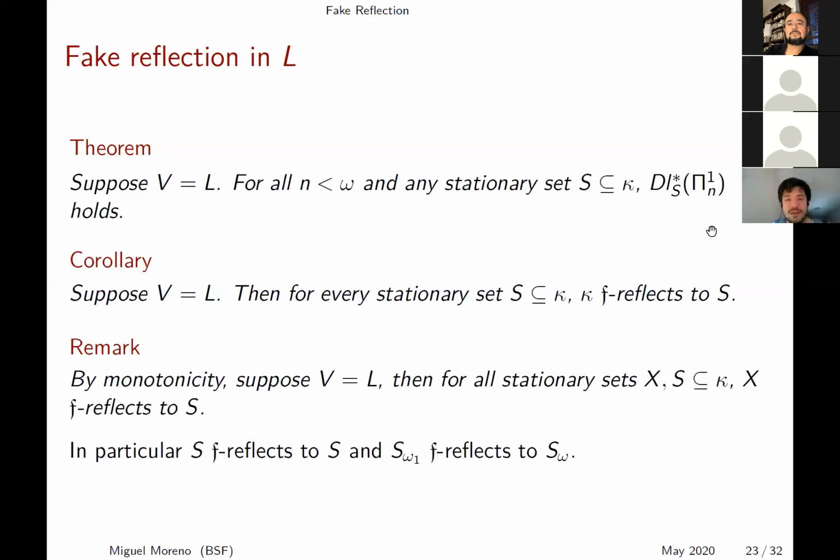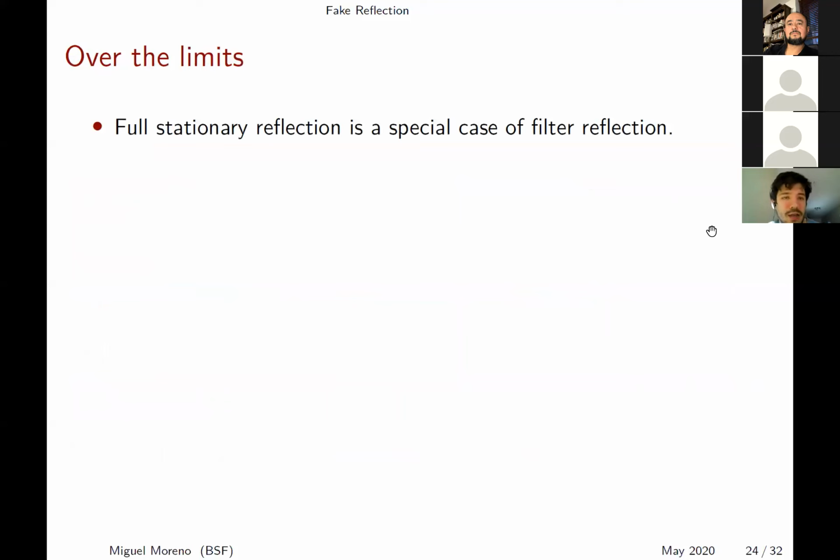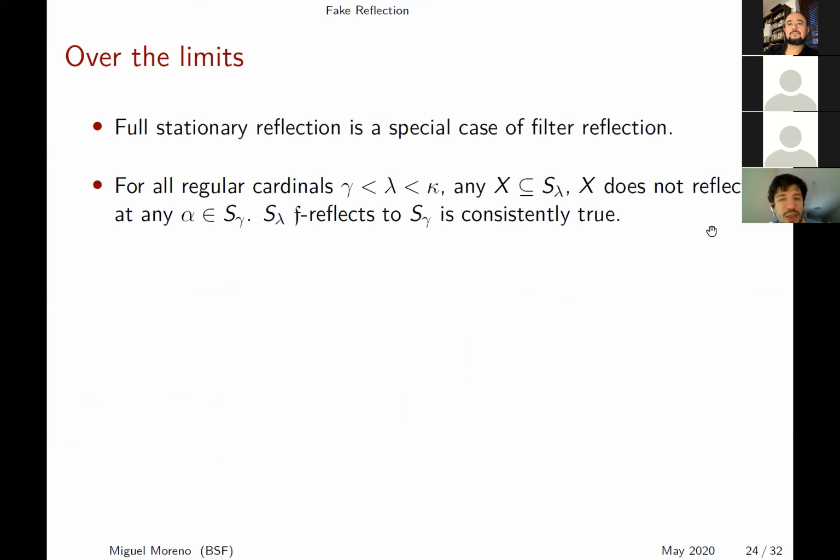Okay, so now let's check the list of limitations we had about stationary reflection. How does it look now for filter reflection? The first one is that full stationary reflection is a special case of filter reflection, as we already saw from the beginning. The second: we know that with stationary reflection you cannot reflect to a smaller cofinality; you cannot reflect S omega 1 to S omega. But we already showed that it's consistent to have S lambda filter reflects to S gamma. It doesn't matter which one is bigger or smaller.